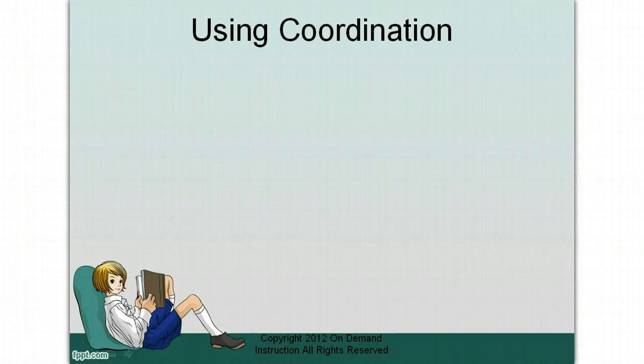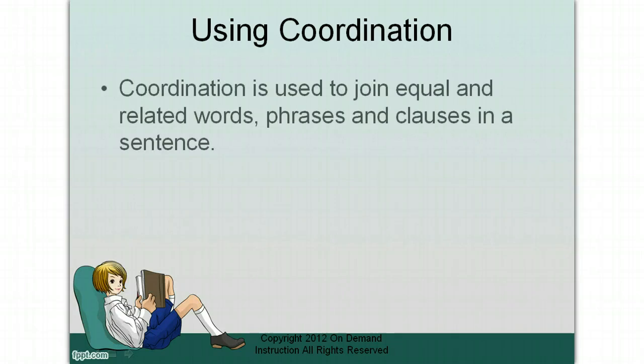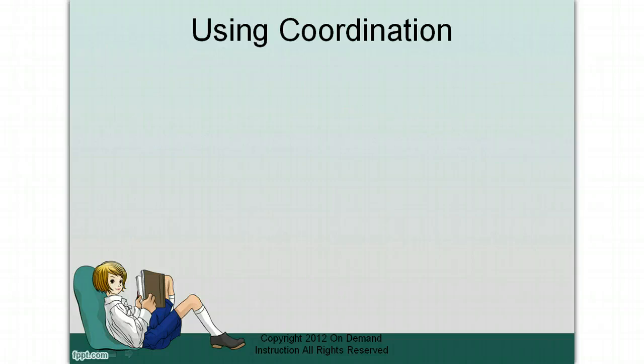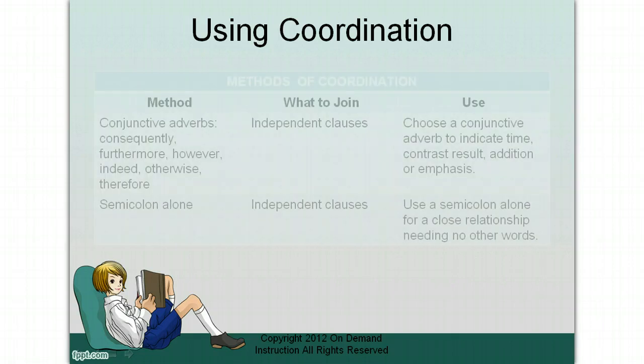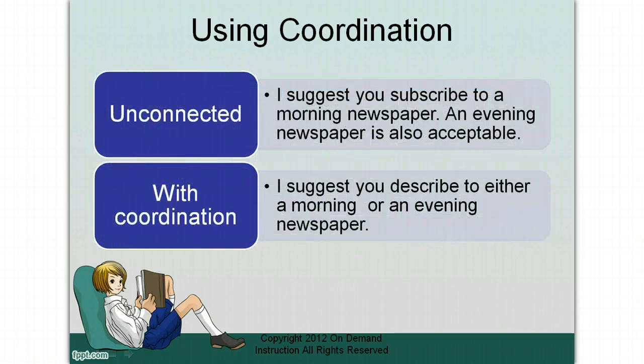By using coordination to join words, phrases, and clauses, you can indicate to the reader that these items or ideas are related and equally important. Coordination is used to join equal and related words, phrases, and clauses in a sentence. You can join ideas of equal importance using the four main methods noted in the chart. The following examples show these four methods.